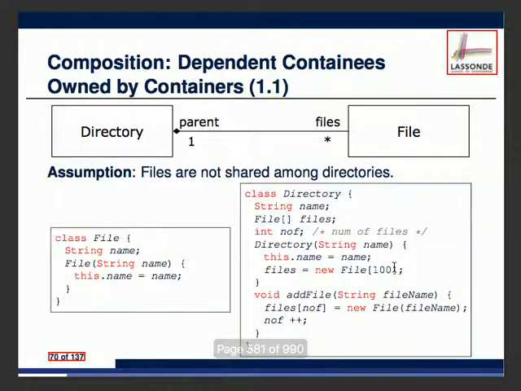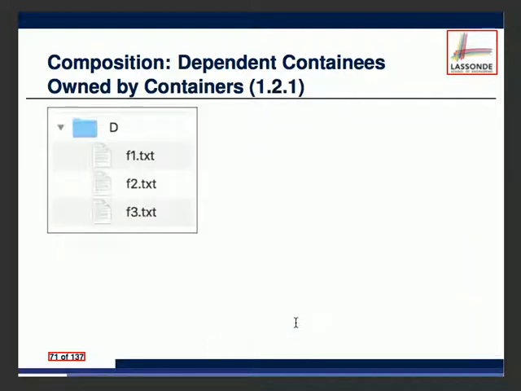And how do we add a file? Add a file using NOF and then increment it. Okay, we have seen diagrams like that last Thursday. Make sure you're comfortable with this. Okay, so now let's say we want to create a directory structure like this: directory D, F1, F2, F3. So how do we do that?